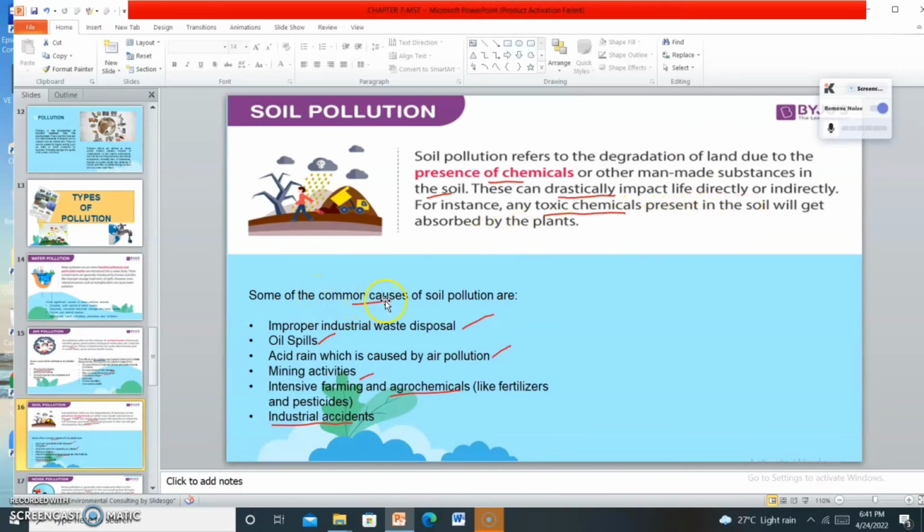Some common causes of soil pollution are improper industrial waste disposal, oil spills, acid rain, which is caused by air pollution, mining activities, intensive farming, agrichemicals like fertilizers and pesticides, and industrial accidents.